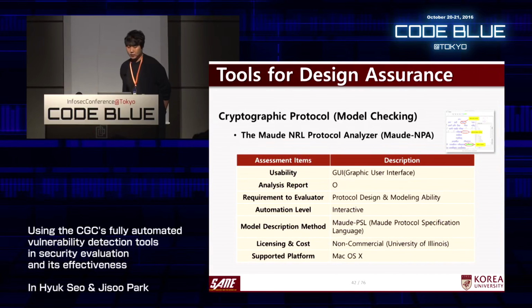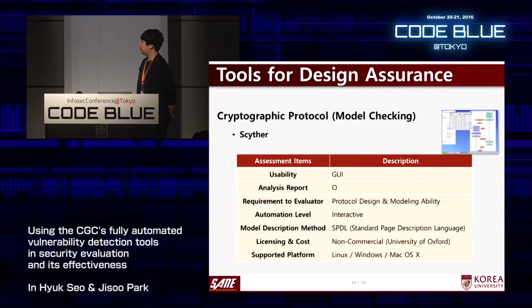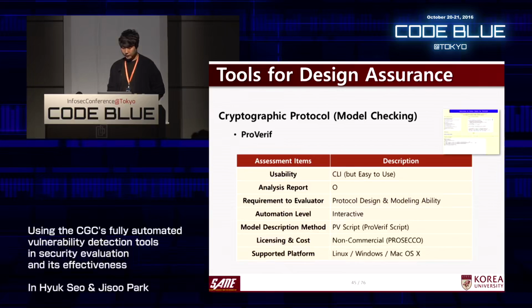First, NRL protocol analyzer. It's developed by the University of Illinois, and it generates the model by using the MAUD protocol specification language. And next, FDR, failure divergence refinement. It is developed by the University of Oxford, and it generates the model by the formal language CSP. And CIDR is also developed by the University of Oxford, and it generates the model by standard page description language. We will show some demo for it later. And ProVerif is developed by Prosecco, and it uses PV script to generate the model. ProVerif also provides a web version to access.